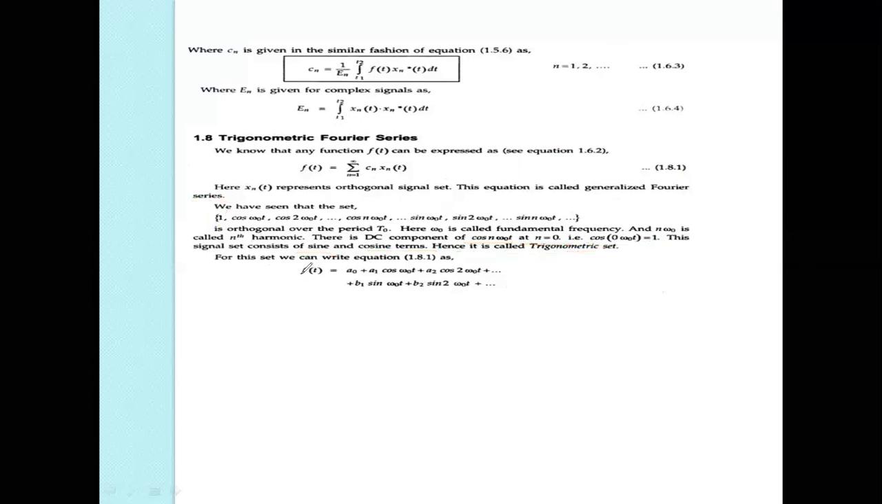Trigonometric set. So f of t is equal to, let this be f of t, but this set we can write as f of t is equal to a naught, a1 with cos functions and a2 with cos functions and so on, plus b1 into sine functions, b2 into sin 2 omega naught t and so on. So actually a naught is also multiplied with the cosine function. That cosine is cos 0 omega naught t. The value is 1. Okay. So the a coefficients are multiplied with the cosine functions and the b coefficients are multiplied with the sine functions to derive the trigonometric Fourier series function. Okay.